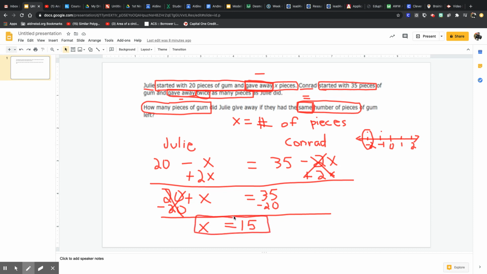And we are done. Our question said, how many pieces of gum did Julie give away if they had the same number of pieces of gum left? Well, she gave away 15 pieces.